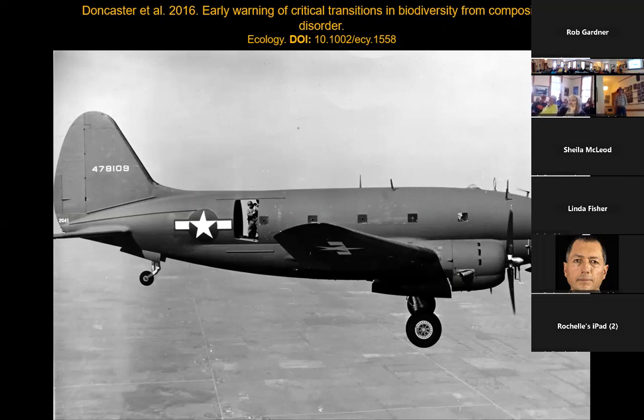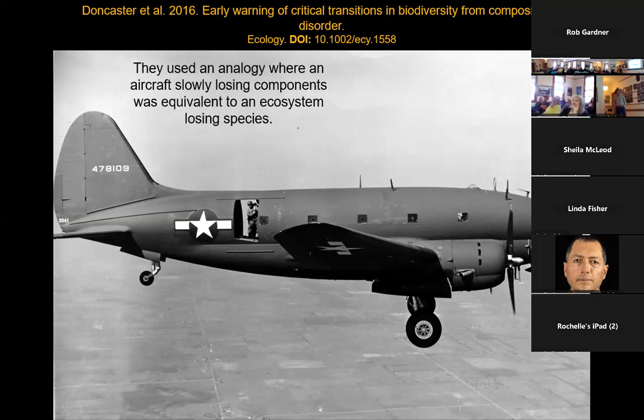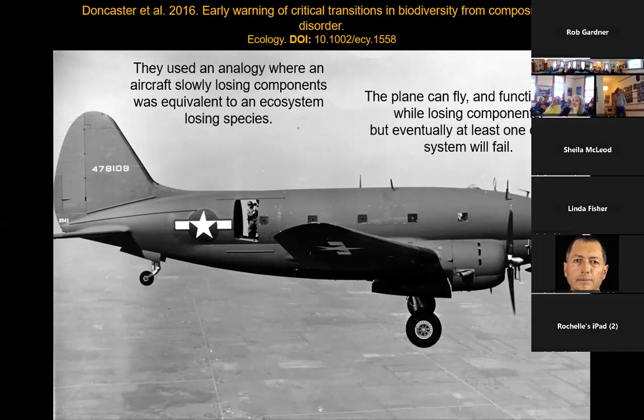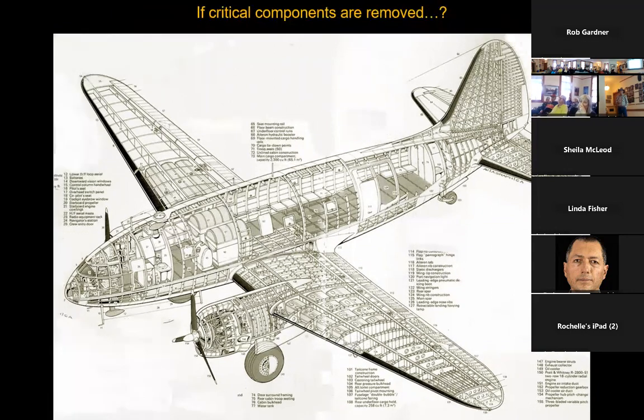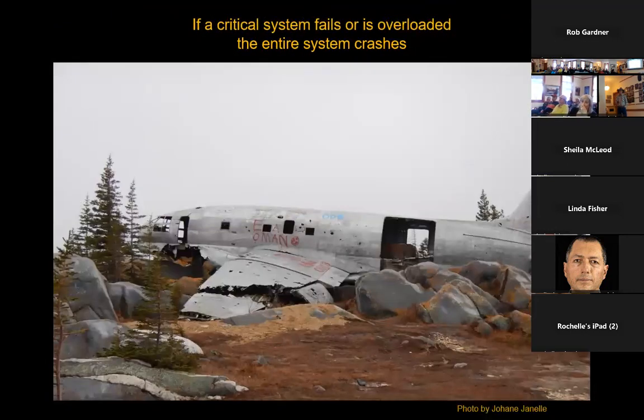Next. That's the components. Now, this is the complete blueprint of all the bits and pieces that make up that airplane, a DC-3, a functional ecosystem. And if somebody keeps removing those parts, it becomes less complicated, less diverse, and eventually you pull out a key component and the plane crashes. And the analogy is the same with ecosystems.